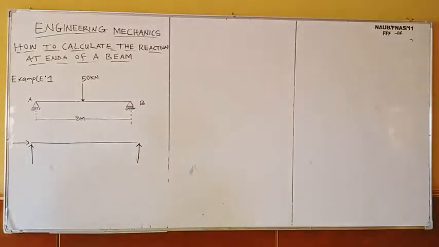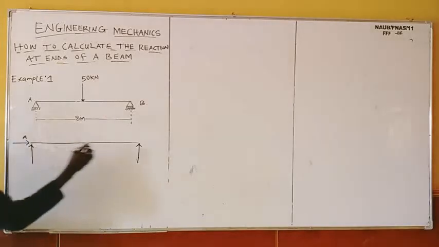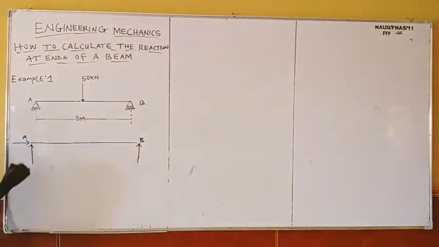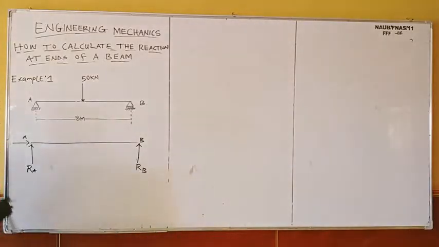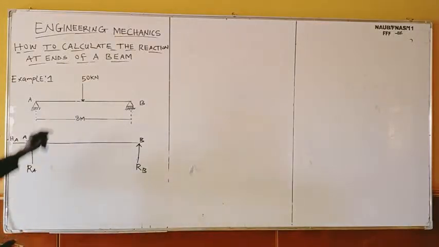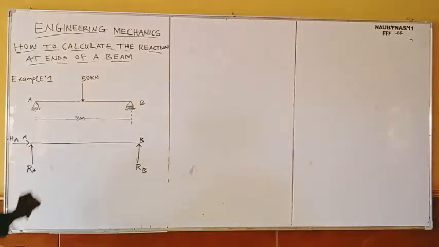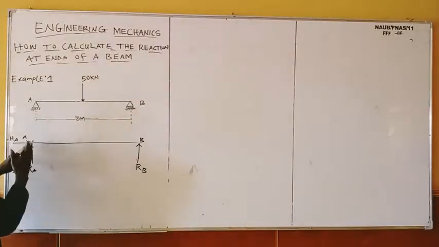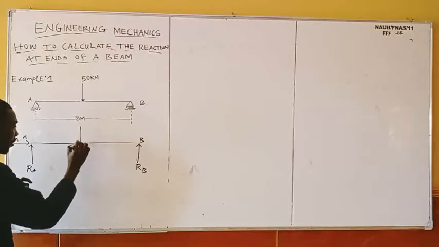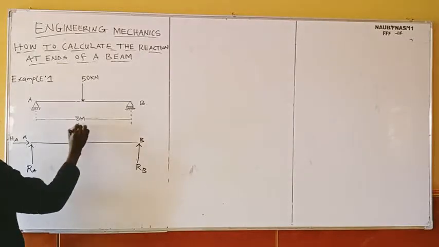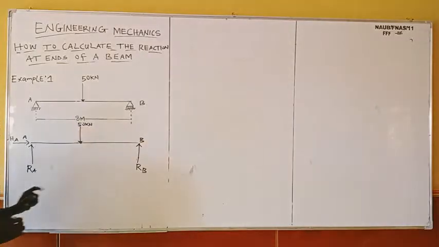You get that? So now this one is our what? Point A. This one is our what? Point B. This one is our vertical reaction at point A. This one is our vertical reaction at point B. And this one is our horizontal reaction at what? Point A. You get that? Okay. So now the load itself is what? 50 kilonewton. So it's acting at the what? At the center of the beam. So this is it. So these are 50 kilonewton, and it will act at the center.